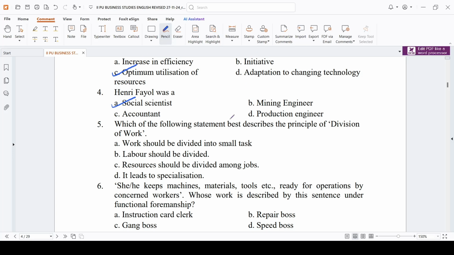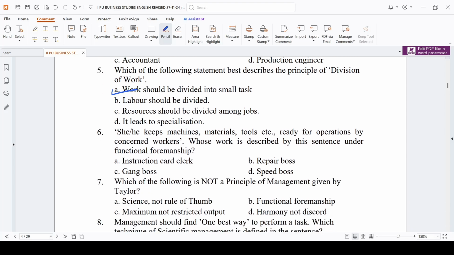So which statement best describes division of work? Work should be divided into small tasks. Yes, obviously, I already told you the work should be divided into small tasks. Labor should be divided? No. Resources should be divided among the jobs? No. It leads to specialization? No. Work should be divided into small tasks.